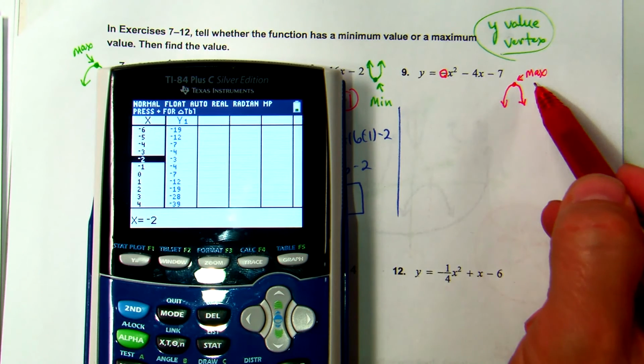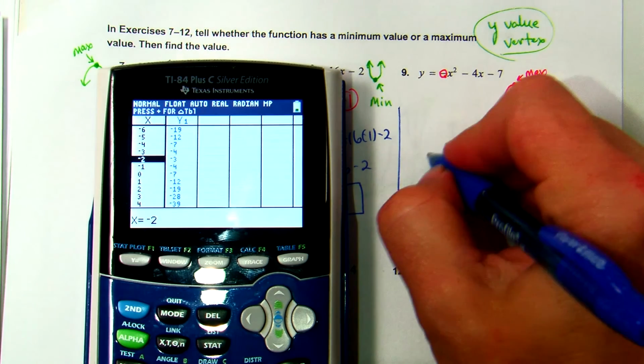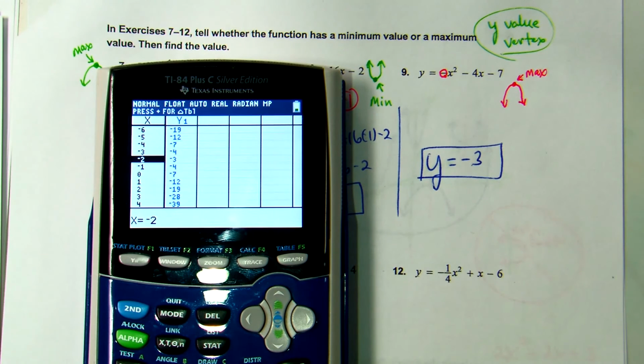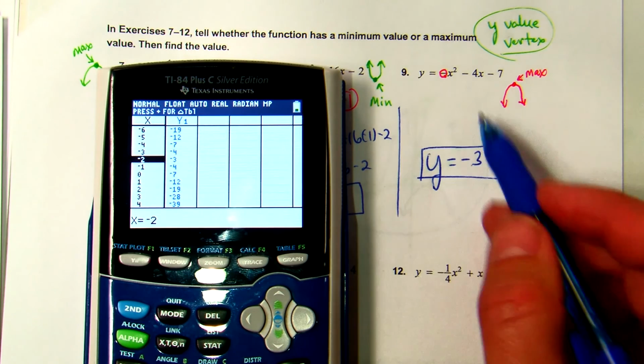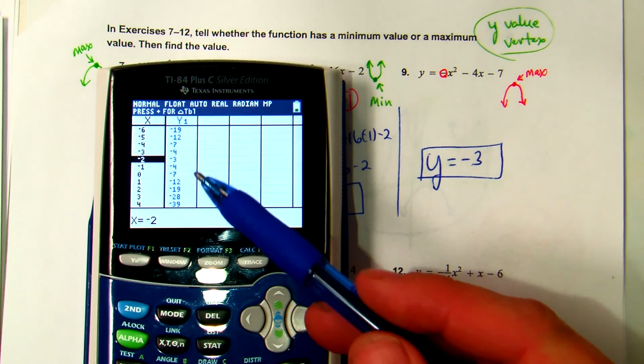We're looking for a max. So y equals negative 3 is my vertex and is the maximum value. Now, obviously, I can do all the work to show this. I just wanted you to see that in your calculator, you can also discover what this is.